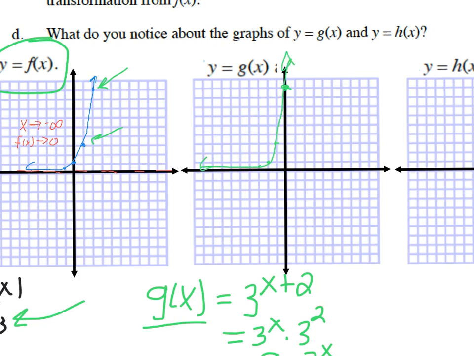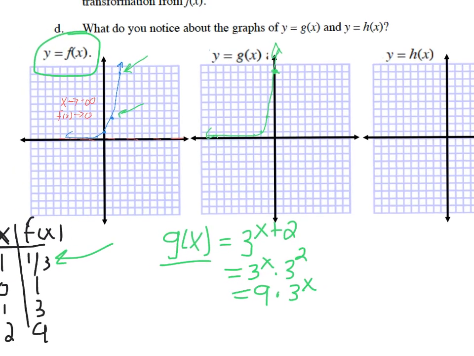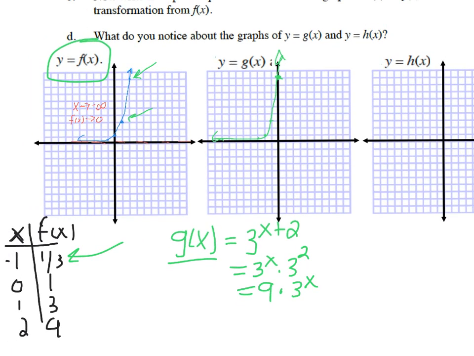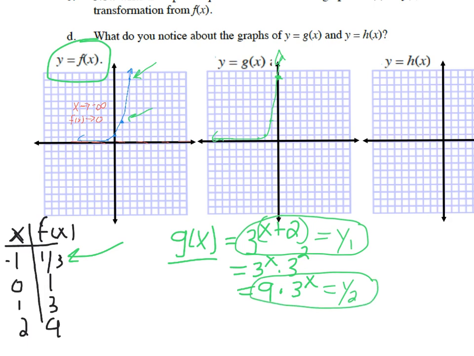Now what I'd like you to do is pause this video, go to your calculator, and type in 2 different equations. Type in 3 raised to the x plus 2 as y1. See what that graph looks like. And then type in 9 times 3 to the x as y2. And take a look at that graph. I think you'll find that they are exactly the same, and they look just like the green graph up here for g of x. So take a minute, pause this, and graph those, and then come back.